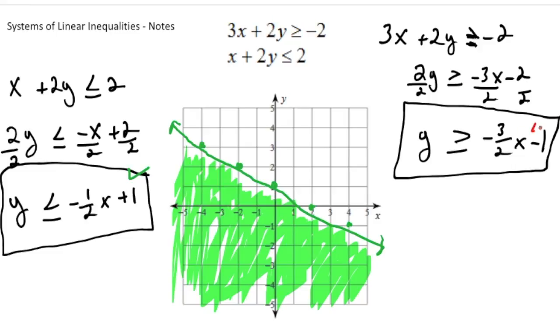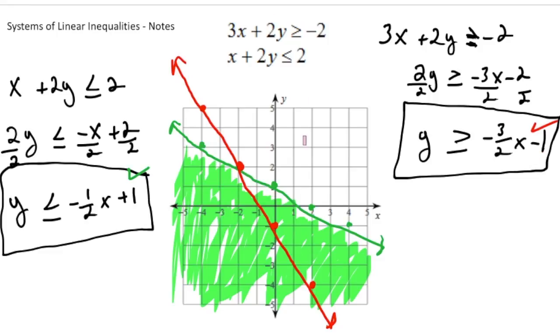And I'm going to graph the second one here. This time we have a y-intercept of negative 1 with a slope of negative 3/2. So I'm going to go down 3 over 2, and then up 3 and left 2. I think I have room for another one here. Up 3 and left 2. Let's connect the dots again. Just like before, it's a solid line because y is greater than or equal to negative 3/2 x minus 1.